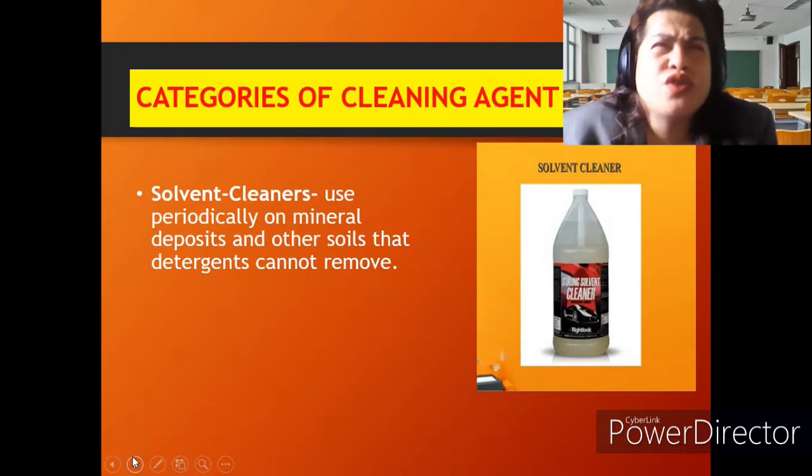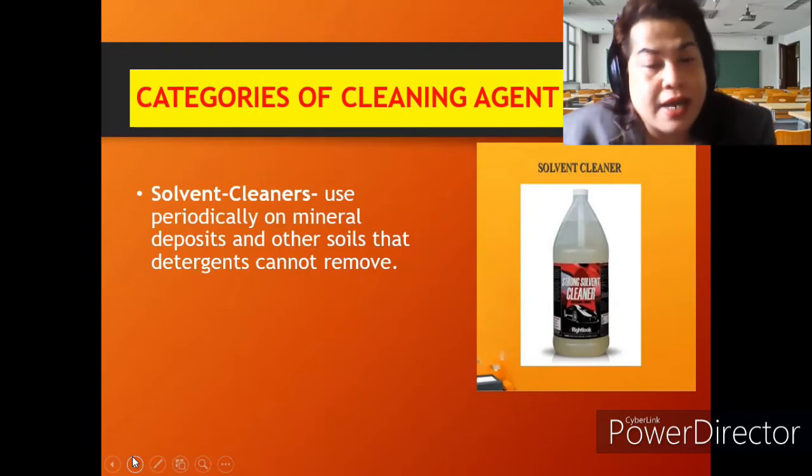Most food businesses such as restaurants or other food establishments now try to use non-toxic, non-fuming degreasers in their operations to prevent chemical contamination. So again, po, solvent cleaners, also known as degreasers, are used extensively for, of course, dry cleaning and for stain removal.